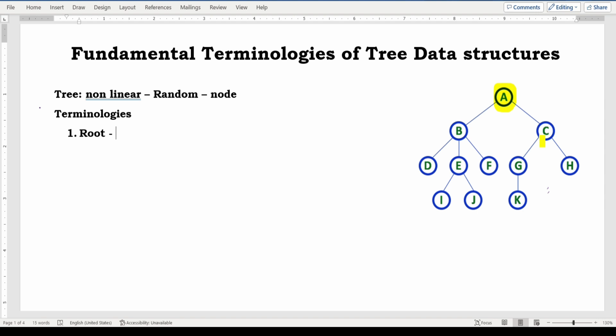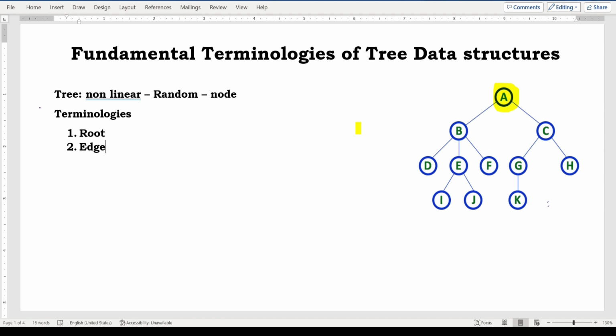Clear? In any tree, there must be only one root node, and we may not have multiple root nodes in a tree. So as per our example here, A is the root node of the tree. This is the first terminology. The second terminology is edge.